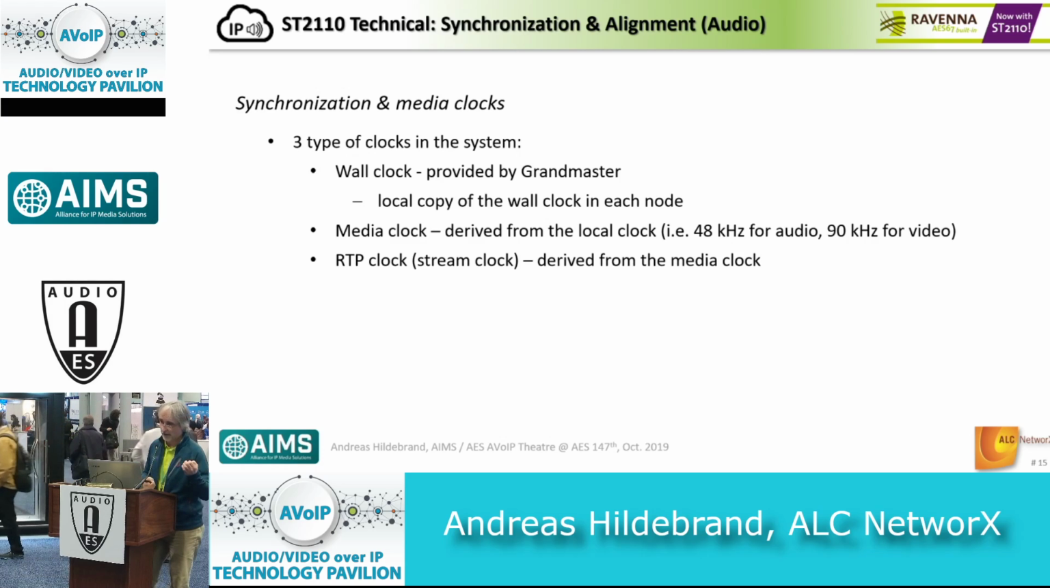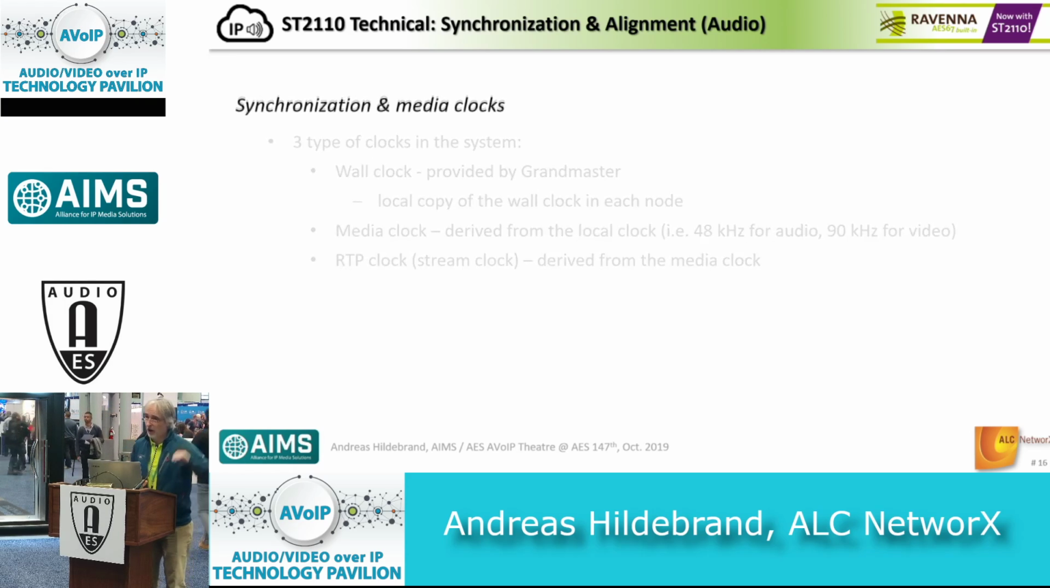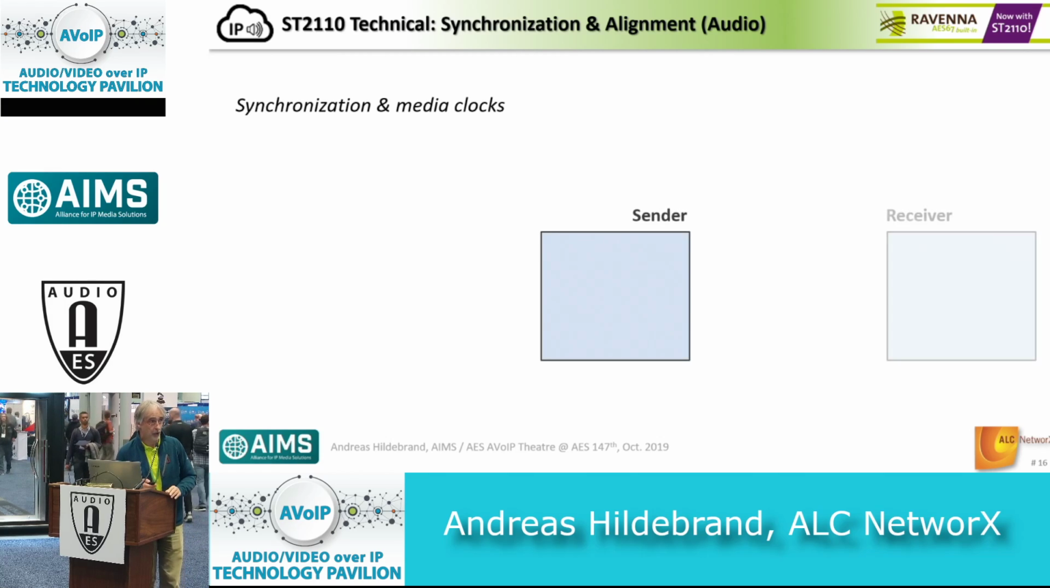And now the third clock in the system is the RTP stream clock. That's actually the clock which is driving the stream across the network. And that is individual per stream. Now the good thing is that with linear audio, with L24 audio, the standard says this RTP stream clock has to be a media clock counter. And I'll come to this in a moment. I just want to illustrate this 3 clock approach in an implementation.